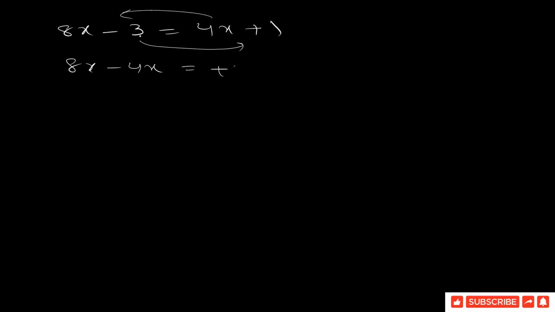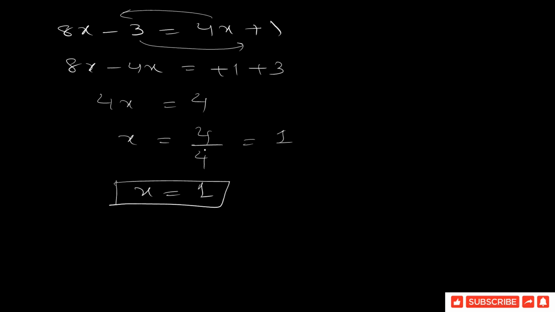8x minus 3 is equal to 4x plus 1. Again, we do the same. 4x will go to this side, so it becomes 8x minus 4x, and we take 3 to the other side, equal to plus 1. 3 is minus, it becomes plus 3. So now 8 minus 4 is 4x and 3 plus 1 is 4. Dividing both sides by 4, or taking 4 to the other side, it becomes 4 upon 4. The answer is 1. So x is equal to 1. Hope this question is understood by all of you.